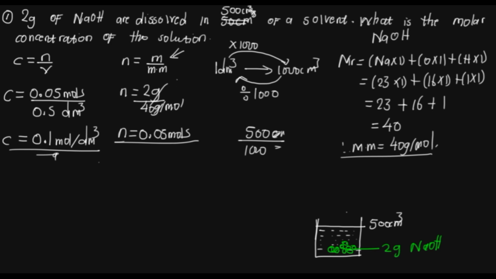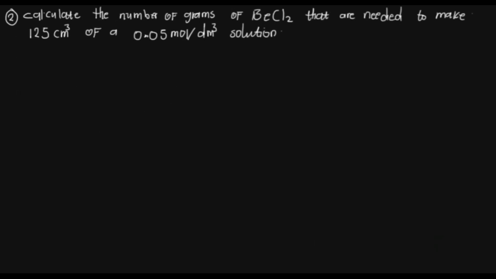Okay, let's have another example. Now for example 2, it's different. Here, calculate the number of grams. So here we are calculating the mass of beryllium chloride that is needed to make 125 cubic centimeters of a 0.05 mole per cubic decimeter solution. So here we are looking for mass.